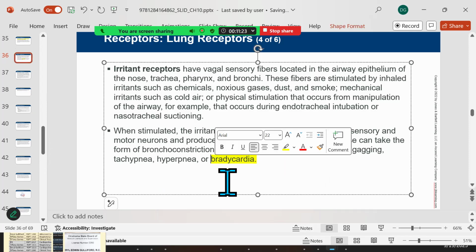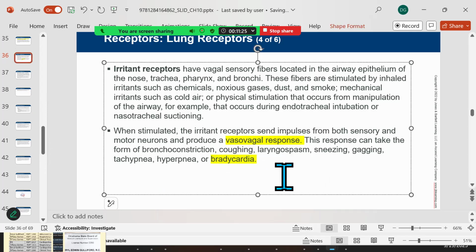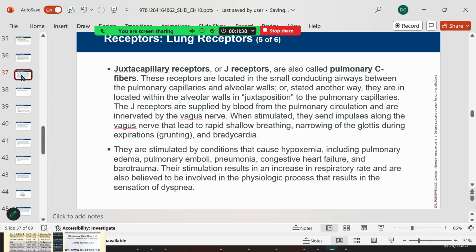I remember a patient whose heart rate went from 80 something to about 30 when I was suctioning that patient. So stop suctioning immediately and then give the patient a chance to recover, and then report to the doctor what happened. J receptors, also called pulmonary C fibers, are located in the small airways.